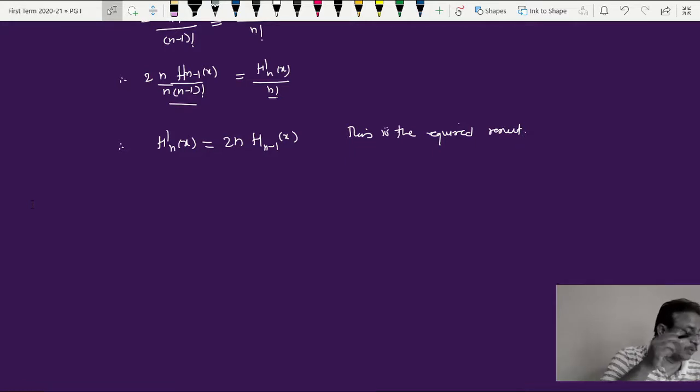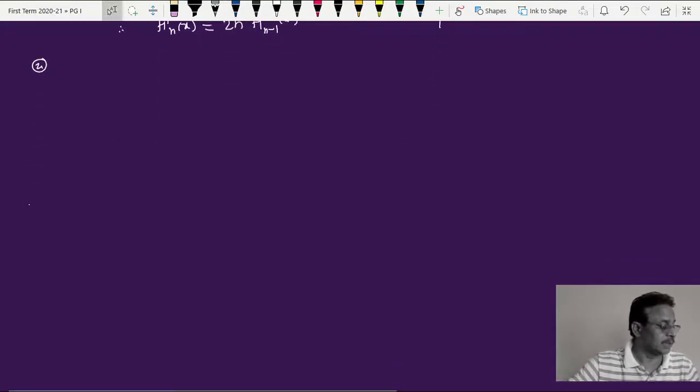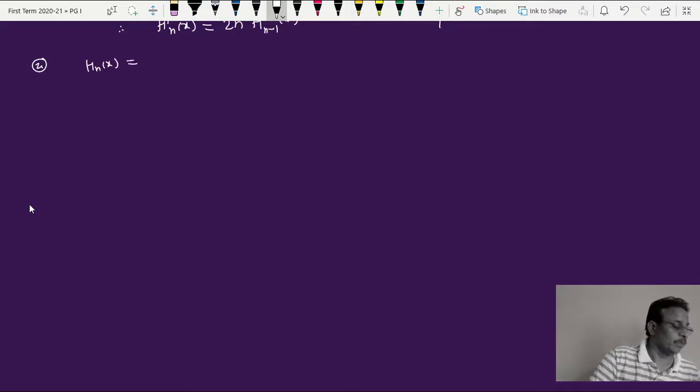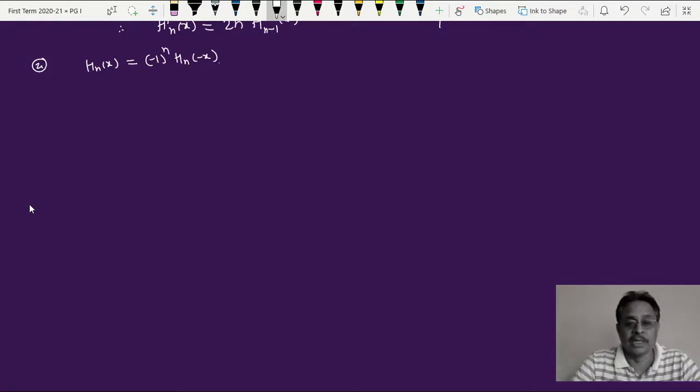Second proof, one more, the fourth property of this Hermite function, and this is now related to its parity or symmetry. What is this? This is h n of x is equal to minus 1 raised to n h n of minus x. That means Hermite polynomials of x and minus x are connected by this, provided n is even.